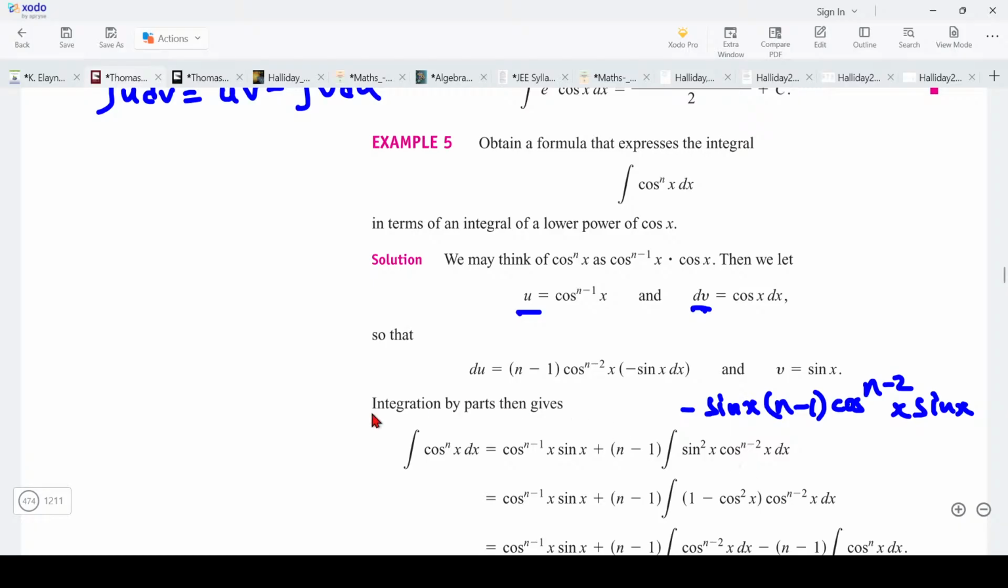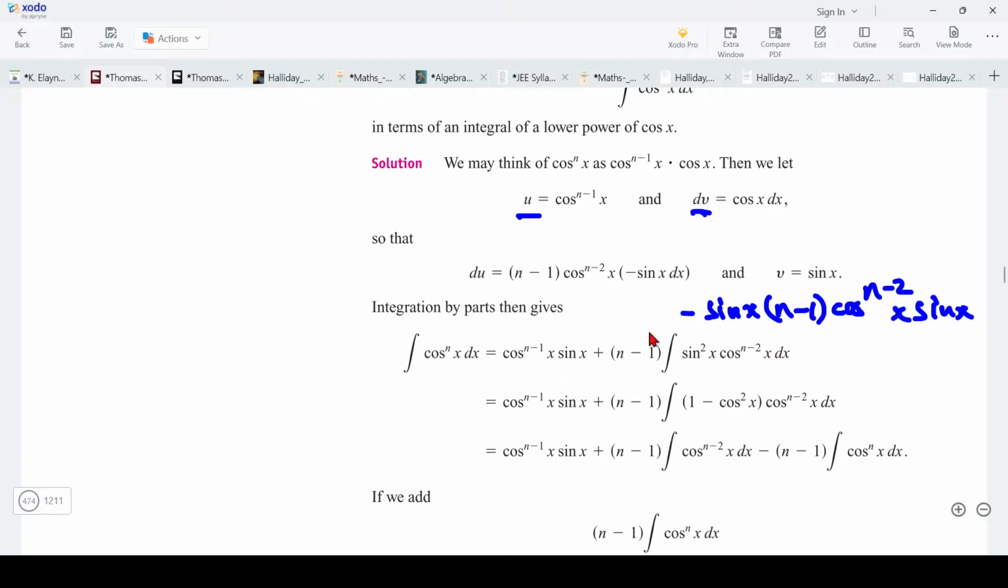We are able to express cos power n x in this form. But this is also not straightforward, right? This is also tricky. Here also we are not familiar with this integration. Now we will use some other technique. What we will do? We will write this sin square x as 1 minus cos square x. Agreed?